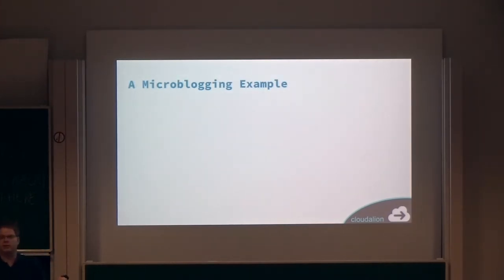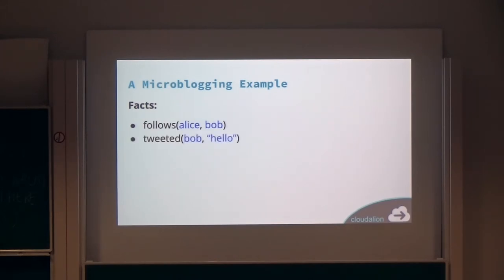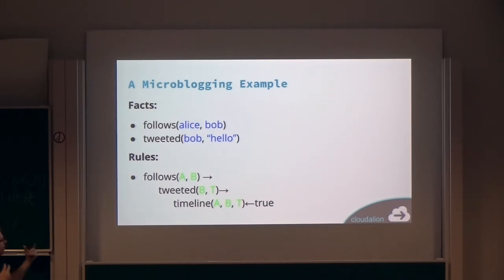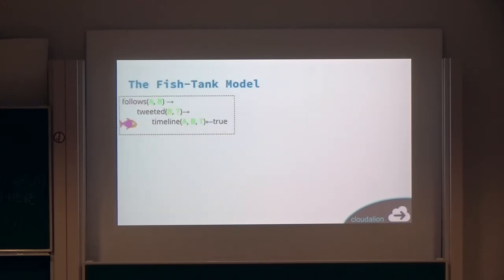So let's take a look at a small microblogging example. We have facts, things like Alice follows Bob, and tweets like Bob tweeted hello. And then, as our business logic, we have this one rule, saying basically that if one user follows another user and the other user created the tweet, then the timeline of the first user will include that tweet. So Fish Tank is based on a theoretical computational model that we defined, named the Fish Tank model, which basically looks at these facts and rules like fish in a big fish tank.